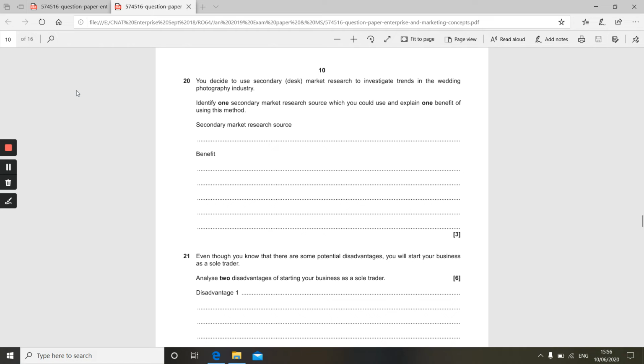So think about what secondary research is and think about what would be a benefit of it for you as a business. So remember, secondary market research is research that's already been carried out. And then think about how that may benefit your business. So you get 1 mark for the point, so the research source, and then you get the other 2 marks for explaining what the benefit is and how it is going to help your business. Okay.